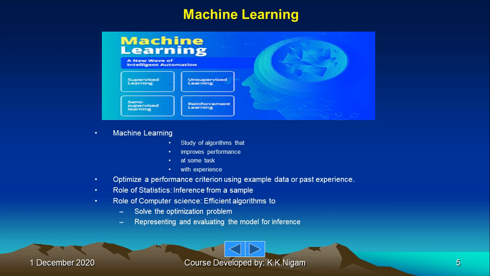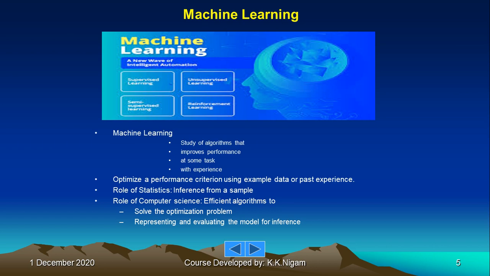Machine learning can have four different categories: supervised learning, unsupervised learning, semi-supervised learning, and reinforcement learning. These are the broad categories. But let's first try and understand what machine learning is.